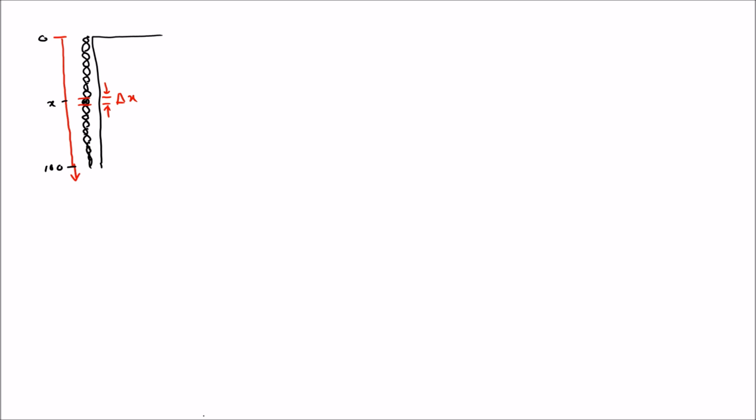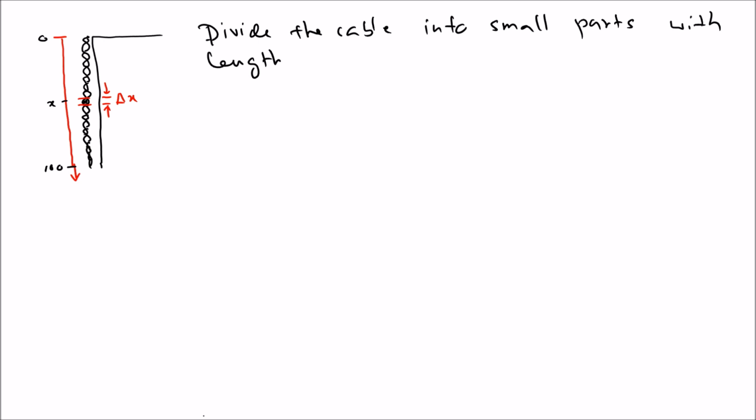The first thing is we need to find the weight of that small piece. We know that the total weight is 200 pounds and the length is 100 feet. Then we can find the weight of a unit length, and we know the length of this piece is dx. When you multiply by dx, you get the weight of that part. Before we do that, let's make the argument. This is a typical argument. Divide the cable into small parts with length delta x.